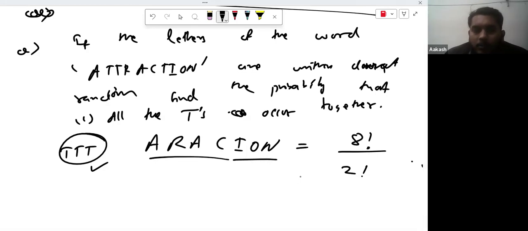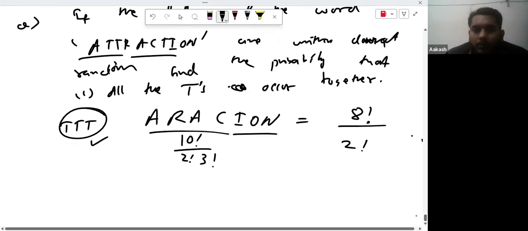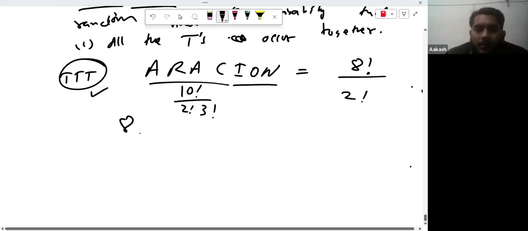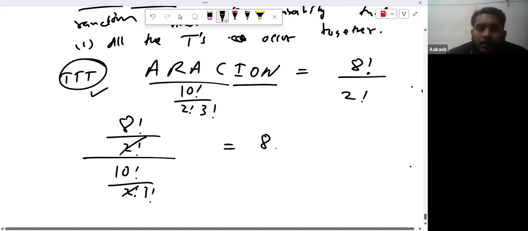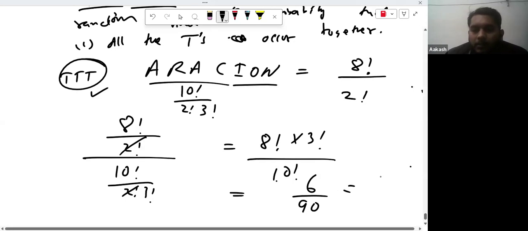So this is the number of permutations where all T's are together. Total is 10 factorial divided by 2 factorial and 3 factorial. So now you have to just divide this. 8 factorial by 2 factorial divided by 10 factorial by 2 factorial 3 factorial, 2 cancels with 2, 8 factorial cancels with 10 factorial. So 6 upon 10 into 9, 90. So 1 by 15, not 1 by 5.